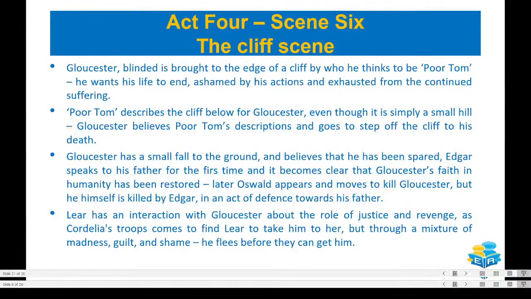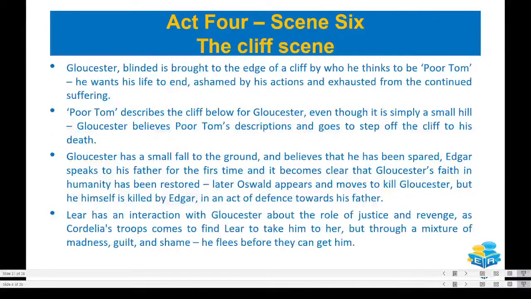So Gloucester, it's not actually a real cliff, it's a tiny hill. He has a small fall to the ground, but he believes his life has been spared. Okay? And Edgar has arrived. Again, because Gloucester can't see, poor Tom is actually Edgar, but he thinks his son is just there to protect him, to save him. So Edgar speaks to his father for the first time, and it becomes clear that Gloucester's faith in humanity has been restored. Later, Oswald, remember Oswald is Goneril's servant, appears and moves to kill Gloucester, but he himself is killed by Edgar in an act of defence towards his father.